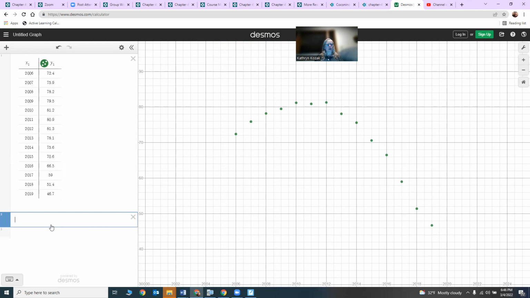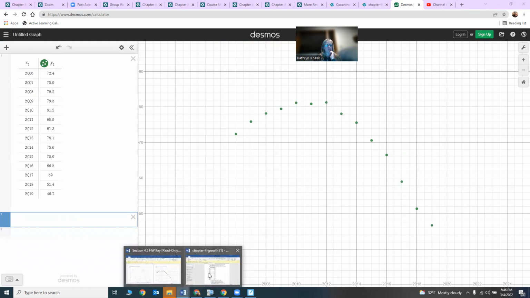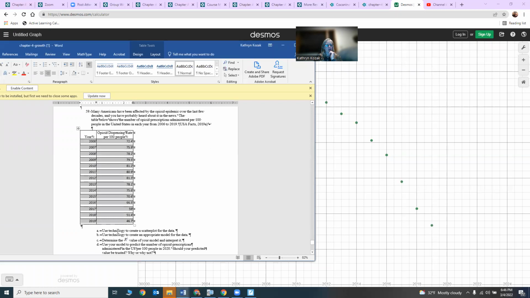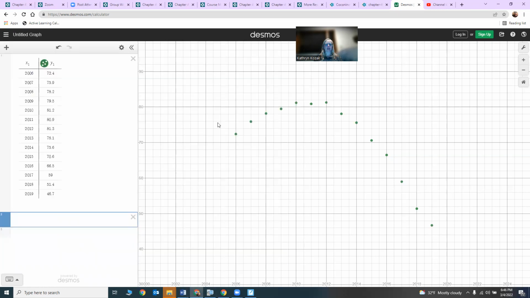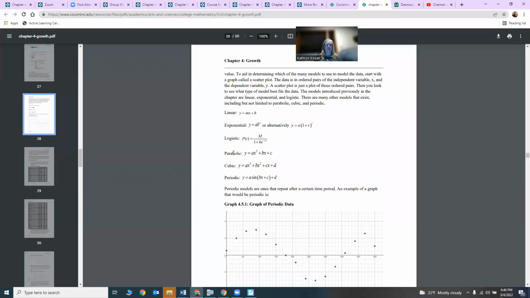If I look at this assignment, I want to find the appropriate model for the data. So I need to find out, I think it's parabolic, what the basic shape is. So I'm going to go into my chapter, and here parabolic is what I think it is. And that is of the form y equals ax squared plus bx plus c.